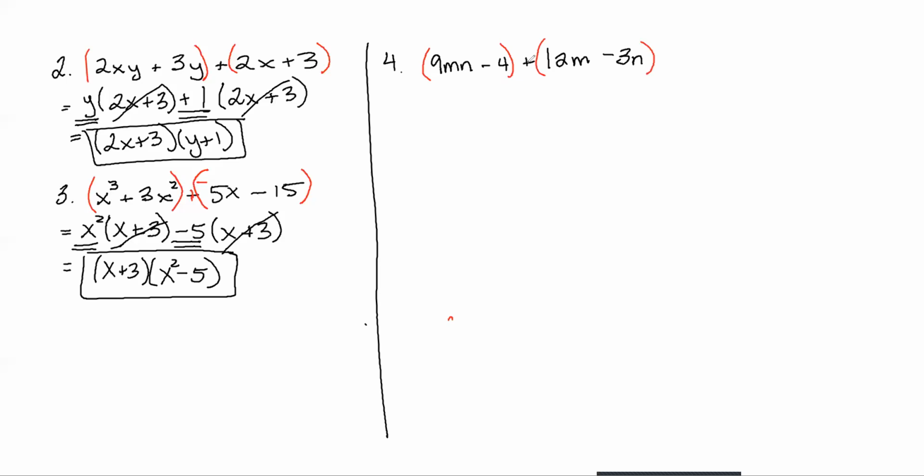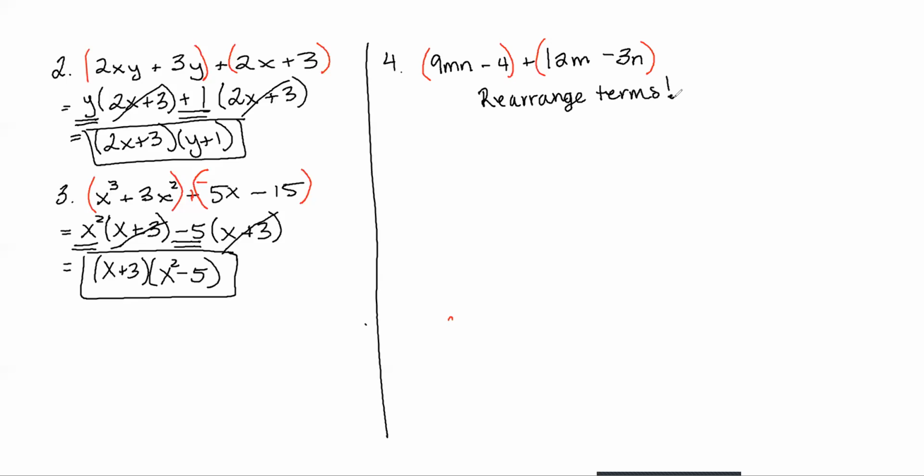The greatest common factor of 9 and 4 is 1, and they don't share any variables. So we can't take anything out of these first two terms. And anytime you can't factor anything out, that means that this one cannot be factored as it is. So what we want to do, since we can't take anything out, is rearrange the terms.